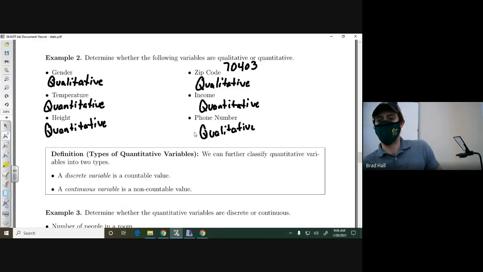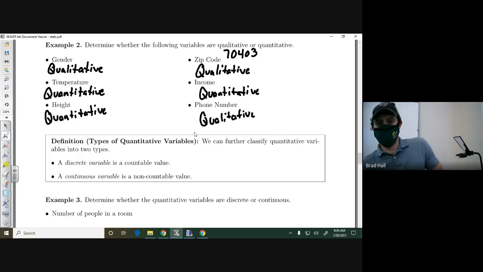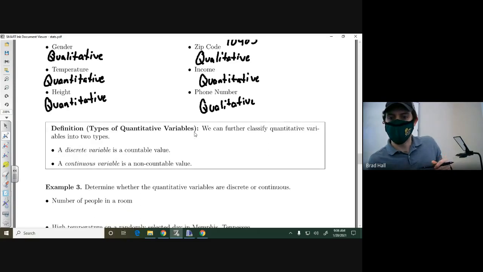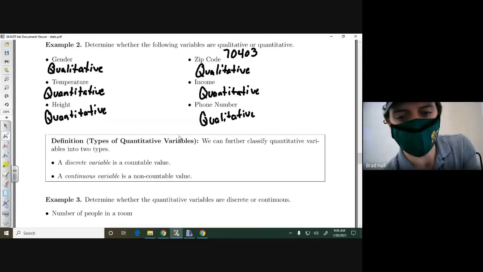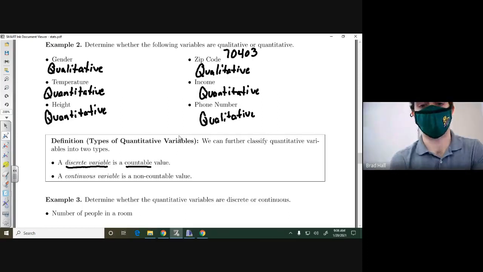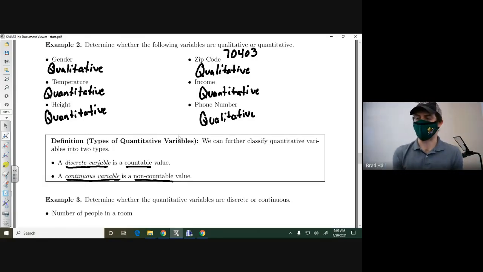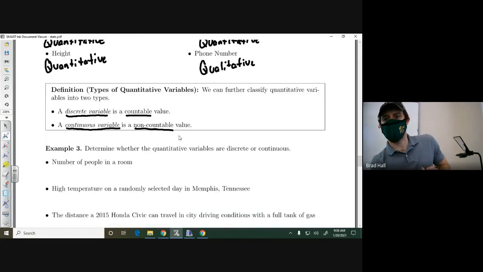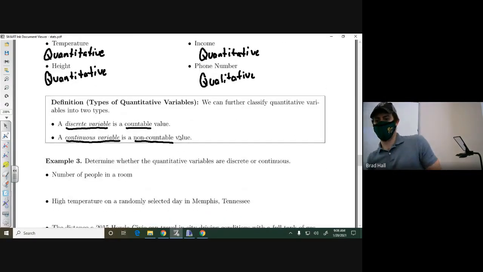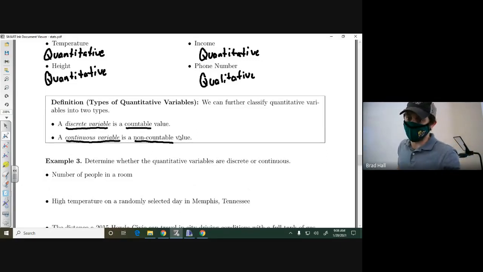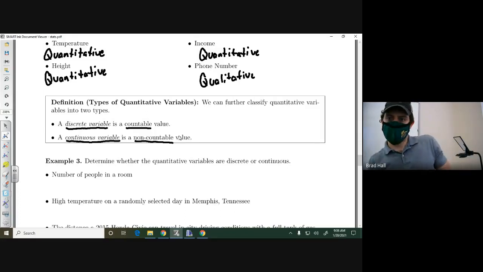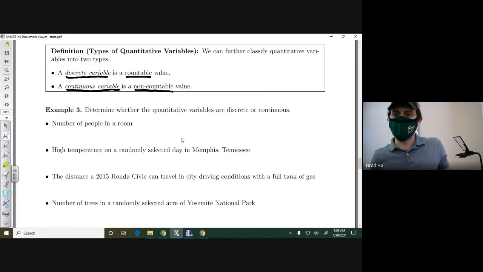In regards to quantitative variables, there are 2 types, so numerical variables. We have a discrete variable, which is pretty much countable, and then a continuous one, which is non-countable, not a countable value. And I have a few examples down here. We're going to determine whether the quantitative variables are discrete or continuous. So let's scroll down here.